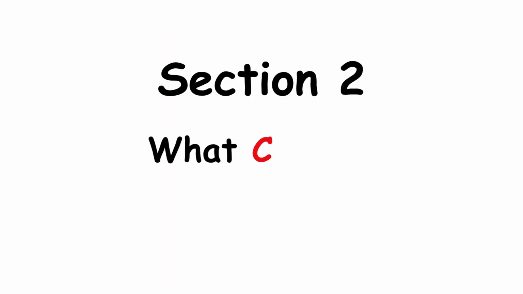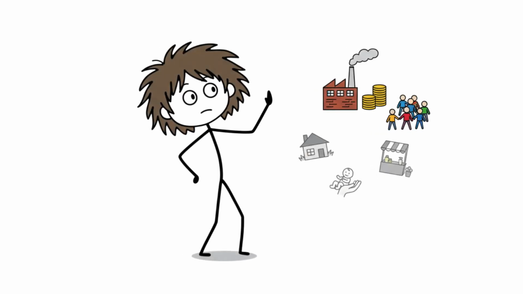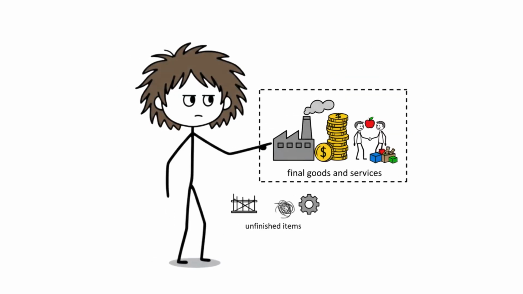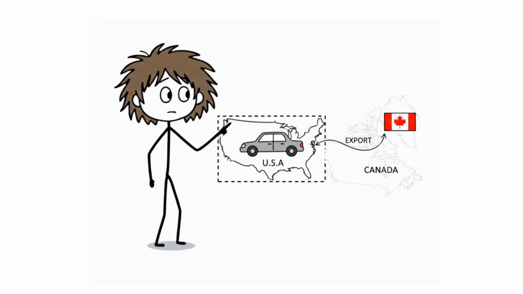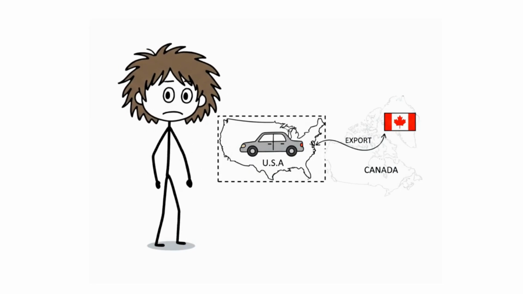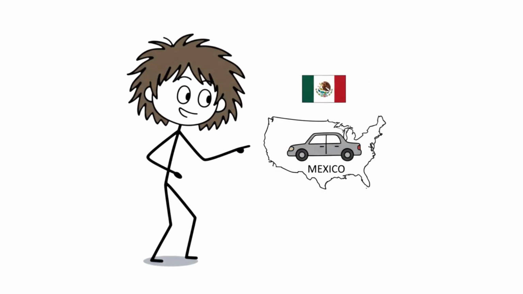Section 2. What counts and what doesn't? Not everything is included in GDP. It only counts final goods and services made within a country's borders. So, a car made in Detroit counts toward US GDP, even if it's sold in Canada. But a Ford built in Mexico does not count toward the US. It goes into Mexico's GDP instead.